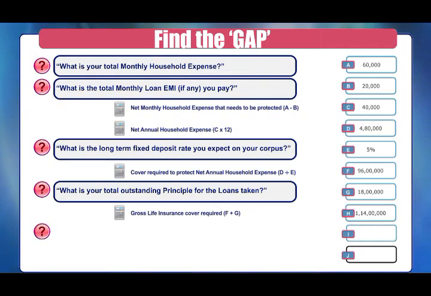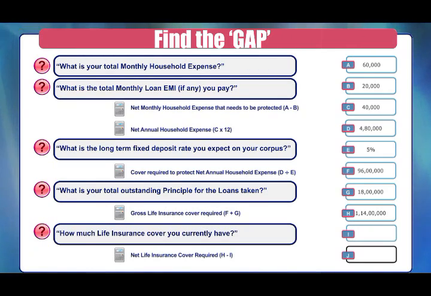Now the last question. How much life insurance cover do you currently have, Sanjay? 8 lakhs. So the total requirement was 1 crore 14 lakhs. He already has 8 lakhs cover. So what's the net life insurance cover required by Sanjay? It is 1 crore 14 lakhs minus 8 lakhs, which is 1 crore 6 lakhs. So this is the gap in Sanjay Mukherjee's portfolio. Is that not simple? Now let's get down to doing some more examples on your worksheets with your trainer.